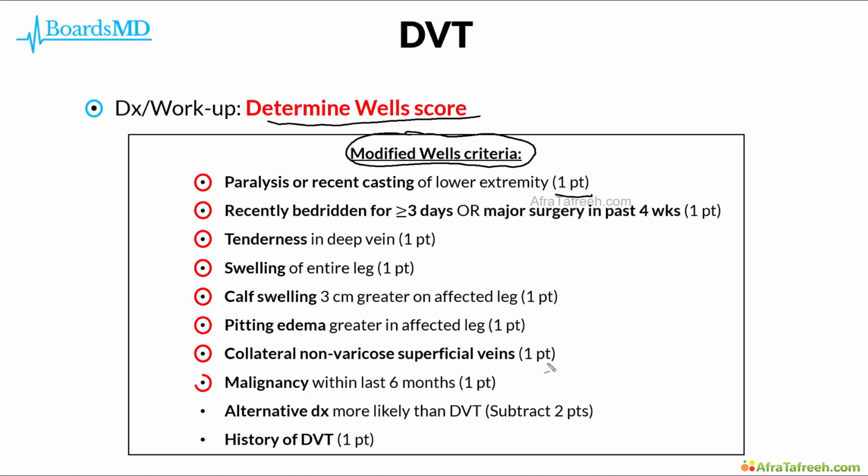If the patient has had a malignancy within the last 6 months, then they get 1 point. This represents the hypercoagulability component of Virchow's triad. It is also important to note that if the patient has an alternative diagnosis that is more likely than DVT, then we subtract 2 points from their score. This is the case in, for example, a Baker's cyst, in which the patient may have swelling or tenderness of their leg, but ultimately there is an alternative diagnosis that is more likely. And lastly, if the patient has a history of DVT, then they also get 1 point. This is ultimately what distinguishes the modified Wells criteria from the original Wells criteria.